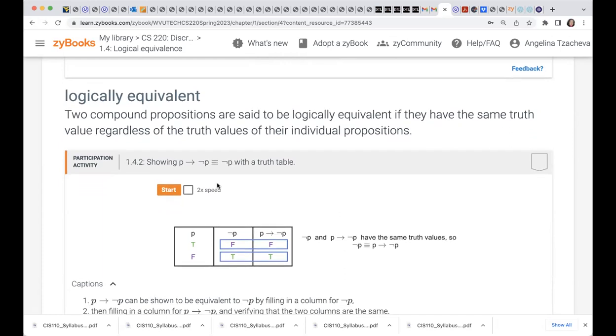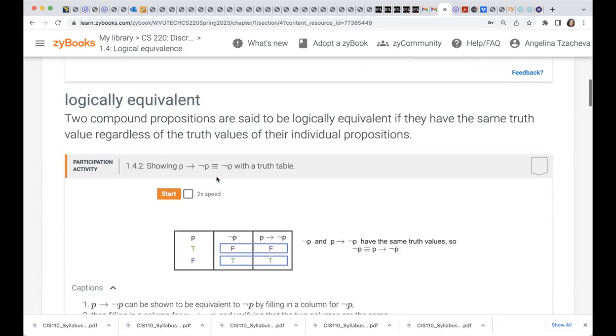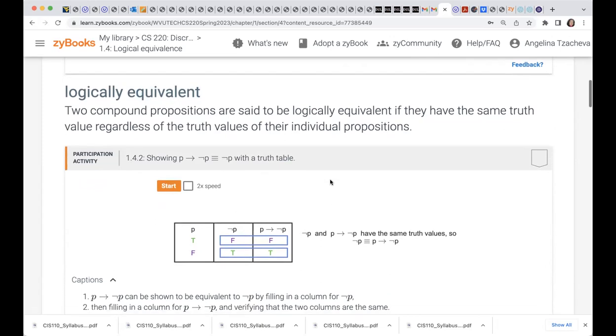And the last thing we have here is the logical equivalence, which is denoted with those three lines. They're logically equivalent. So two compound propositions are said to be logically equivalent if they have the same truth value, regardless of the truth values of the individual propositions.